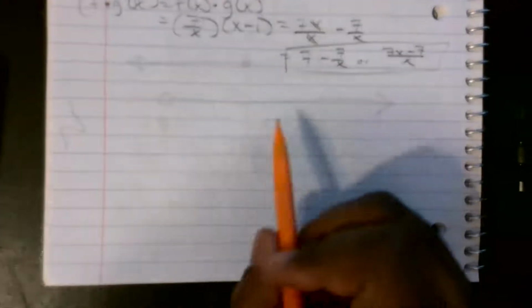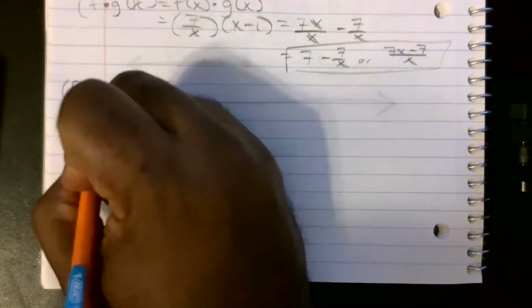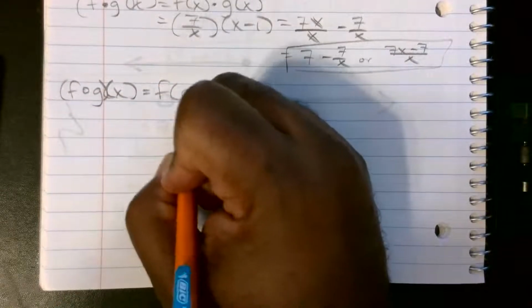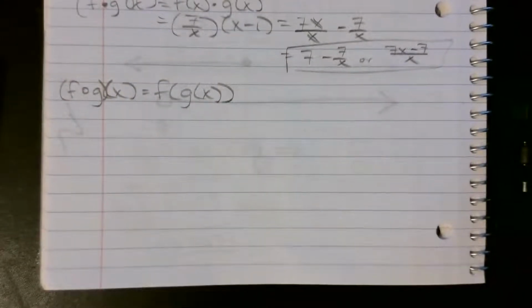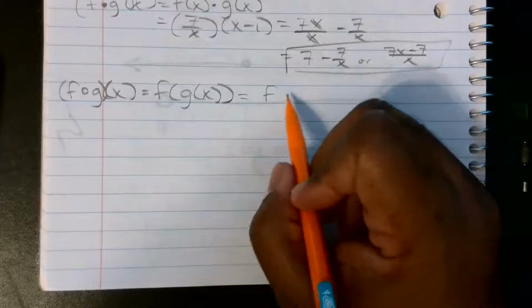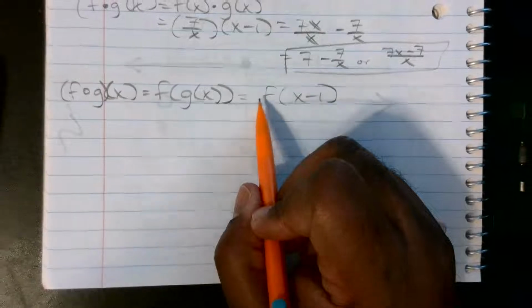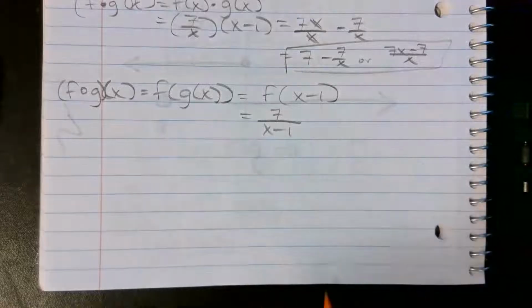So the last one we'll do looks like this. It is f composed with g of x, which is f of g of x. Composition is when you're putting a function into another function. So this is the same as f of x minus 1. Everywhere there's an x in f, you put x minus 1. So this would be 7 over x minus 1.